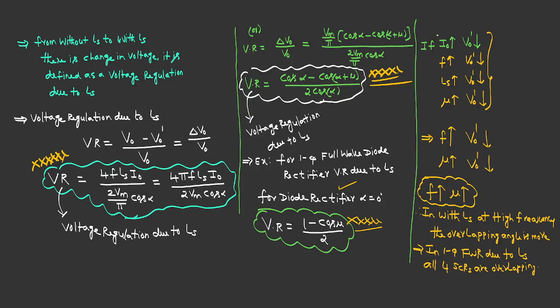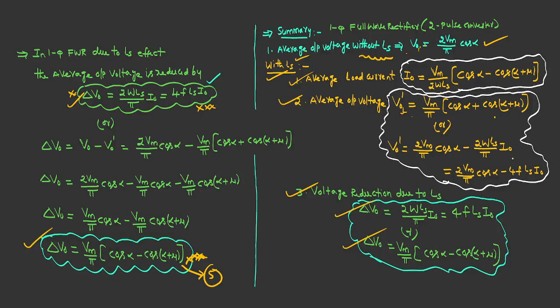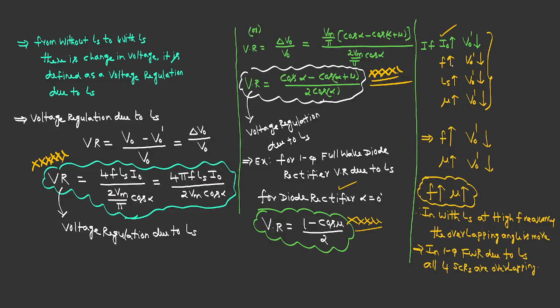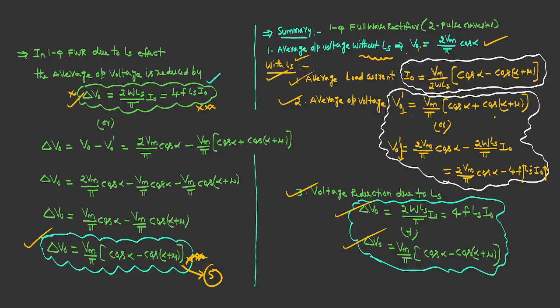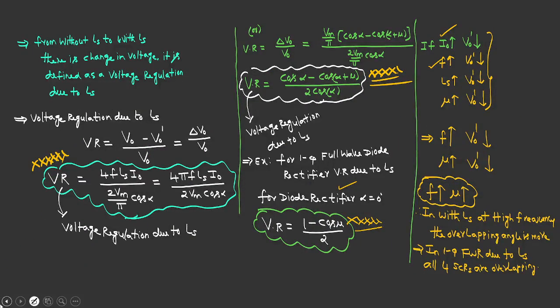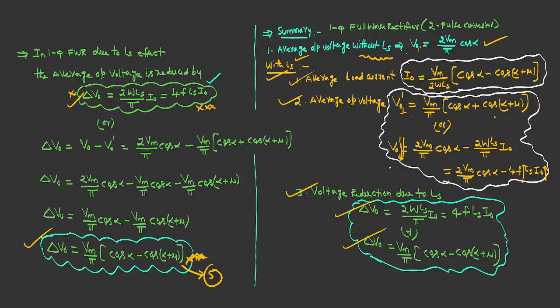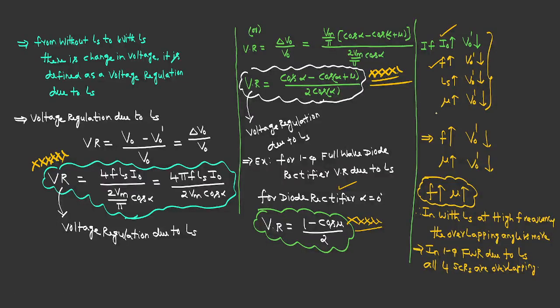And one more observation here. We know that if the current increases, the average output voltage is reducing in this formula. That is the observation, friends. Even if the frequency increases, the average output voltage is reducing. If the source inductance increases, the average voltage is reducing. If the overlap angle increases, the average voltage is reducing. These are the effects. Current increases, voltage drops due to the source inductance effect. Frequency increases, average voltage reduces. Inductance increases, average voltage reduces. Mu increases, average voltage reduces.